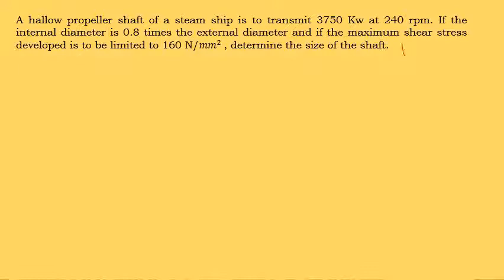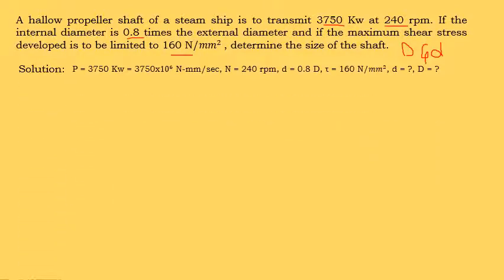So that is, capital D and small d we need to determine because this is a hollow shaft, and here the power is given, speed is given, and the relation between internal and outer diameter is given, and the maximum shear stress value tau is given. So first we have to extract the given data.